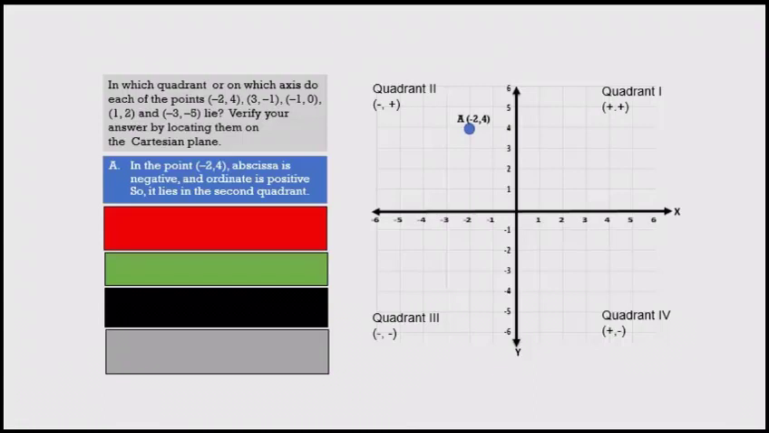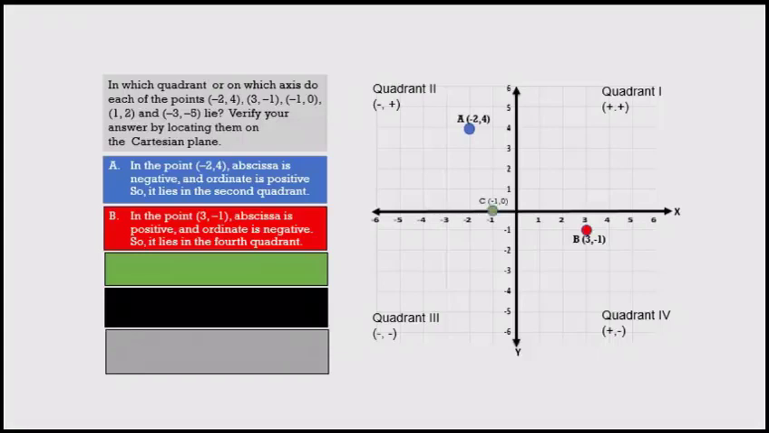Next is (3, -1). Here abscissa is positive and ordinate is negative. From the Cartesian plane it's clear that in the fourth quadrant abscissa is positive and ordinate is negative. So we can say the point (3, -1) lies in the fourth quadrant.